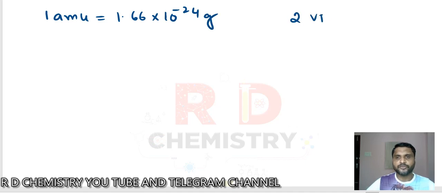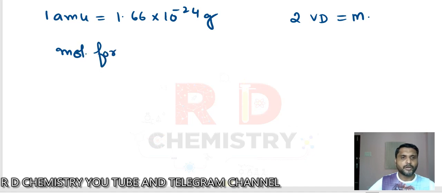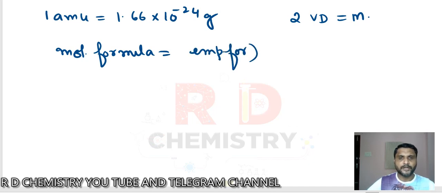1 AMU, atomic mass unit, is equal to 1.66 into 10 to the power minus 24 grams. Then 2 into vapor density is equal to molecular mass. This is required to find the empirical formula and molecular formula relationship. So molecular mass is equivalent to molecular formula, and molecular formula is equal to the empirical formula into n times.